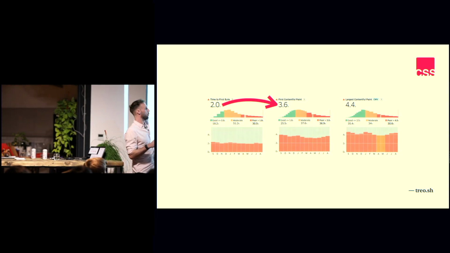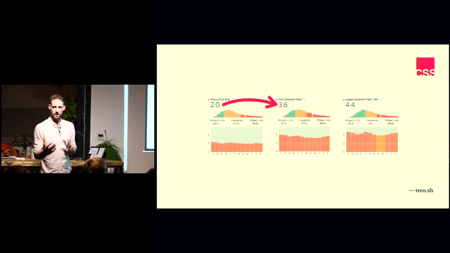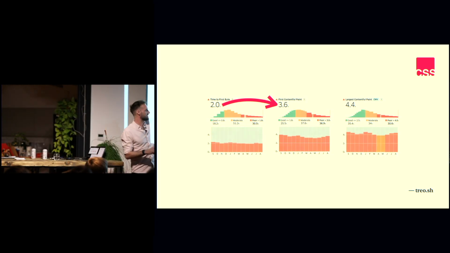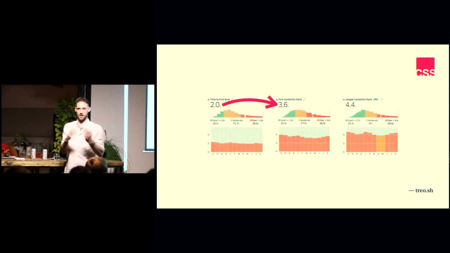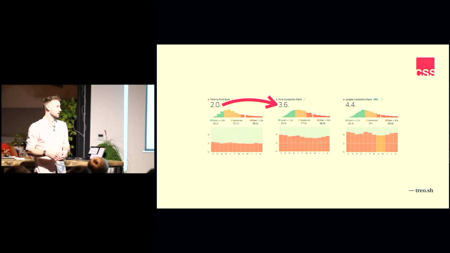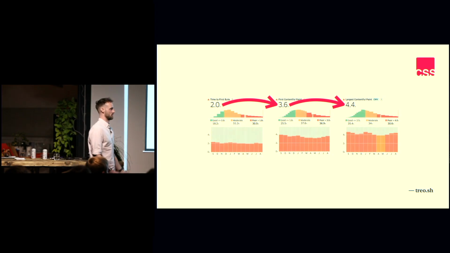It took a further 1.6 seconds to display any of that content. Generally, you can proxy certain things from these numbers. If we've got a 1.6 second delta between first contentful paint and time to first byte, that's basically 1.6 seconds of render blocking assets. That's going to be render blocking JavaScript, it's going to be CSS, it's going to be stuff in your head tags. We then lost another 1.8 seconds getting to largest contentful paint.